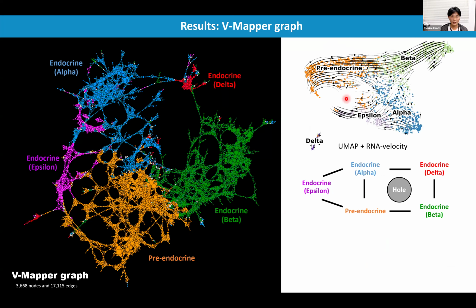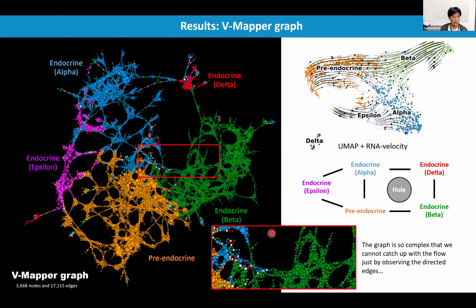Furthermore, this is a previous analysis using UMAP and RNA velocity. UMAP is a nonlinear dimensionality reduction method based on manifold learning. Compared with the previous results, the connectivity among the cell types of the VMapper graph is well interpretable. From the VMapper graph, we construct this diagram showing the topology of the cell differentiation. Next, we want to evaluate the flow of the cell differentiation using the directed edge information on the VMapper graph. However, this graph is so complex that we cannot infer the developmental flow just by observing the directed edges.